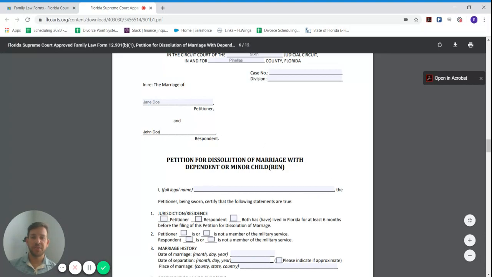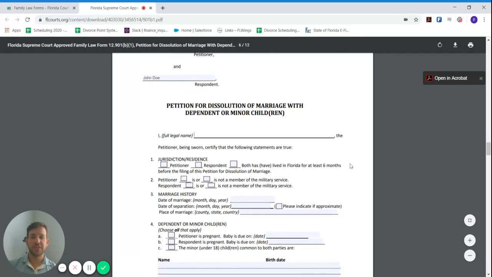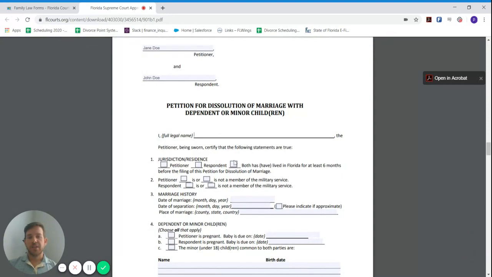Then you're going to plug in your name here, full legal name. You're going to highlight that usually both of you have been a resident in the state of Florida for at least 6 months, but if only one of you has, that's fine. You have jurisdiction over the divorce itself.